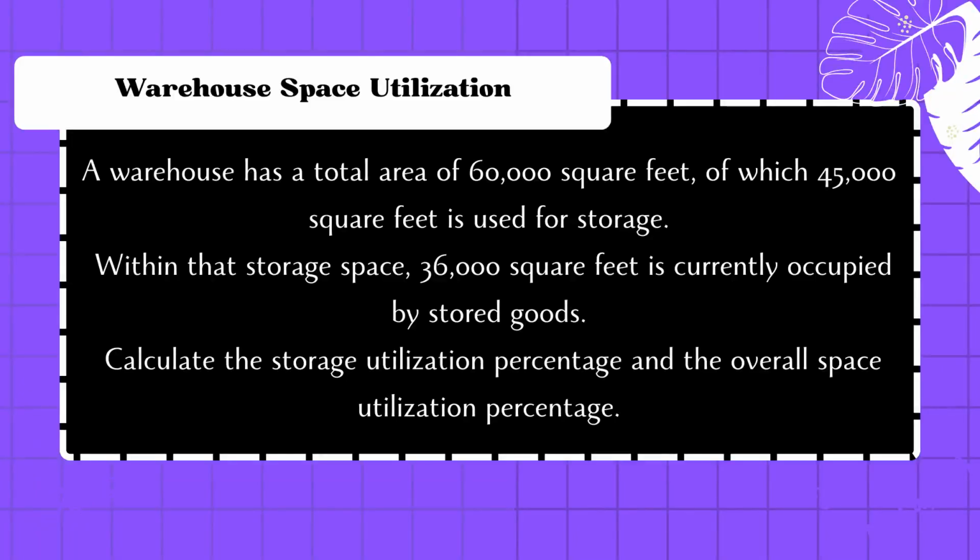Problem 7. Warehouse space utilization. A warehouse has a total area of 60,000 square feet. Out of that, 45,000 square feet are designated for storage, while the remaining space is used for offices, docks, and aisles. Currently, 36,000 square feet of the storage area are filled with goods. What percentage of the storage area is being used, and what percentage of the total warehouse space is occupied?